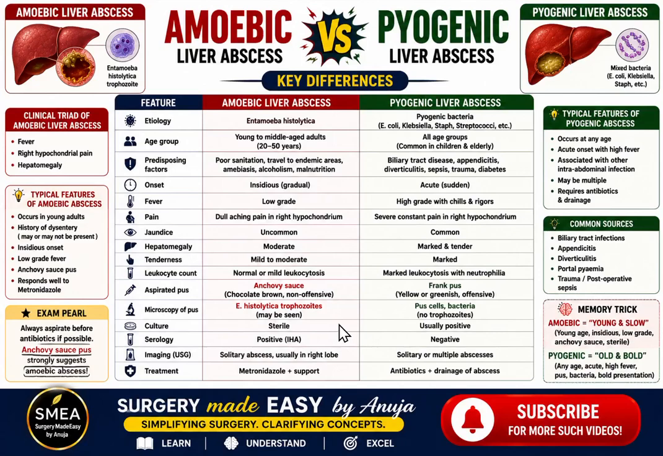On culture, it is found to be sterile. The serology is positive for Entamoeba. On imaging or ultrasonography, we will find a solitary abscess, which is usually in the right lobe of the liver. The treatment for amoebic liver abscess is metronidazole along with supportive care that is given symptomatically.